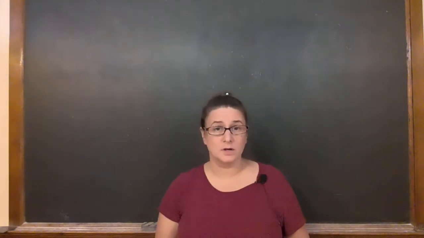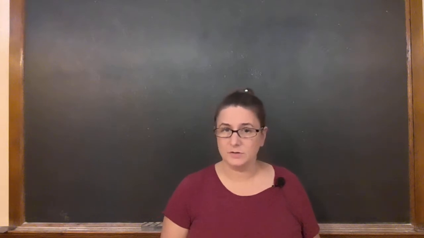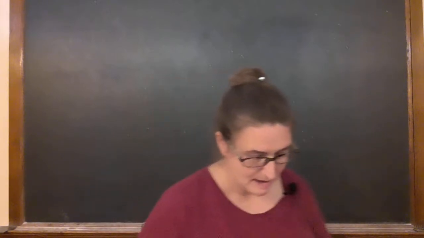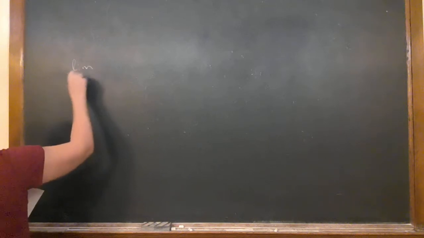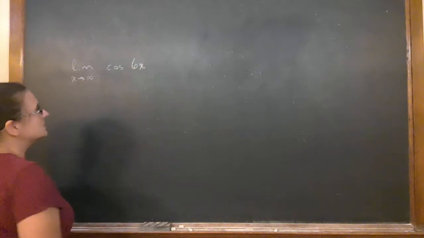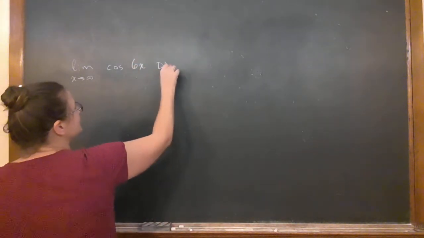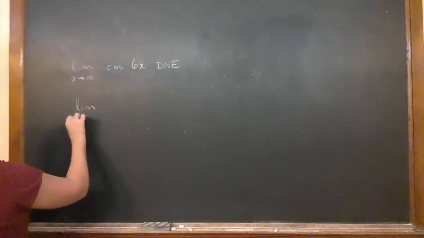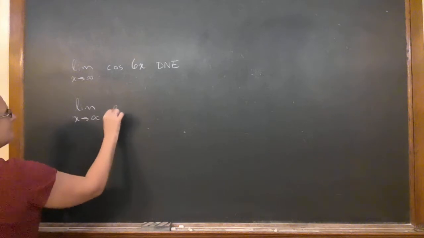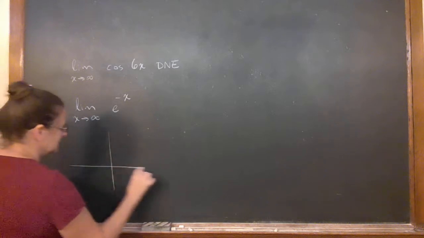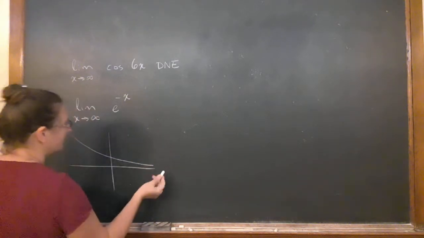Lastly, when it comes to horizontal asymptotes, I wanted to discuss some functions like trig functions or exponentials. Because, as you know, if we look at the long time behavior, for example, if I ask you what the limit as x goes to infinity of cosine of 6x is, well, you know this doesn't exist, right? Because this thing is just wiggling. However, if I ask you for the limit as x goes to infinity of e to the minus x, then we know that e to the minus x is going to 0, right?